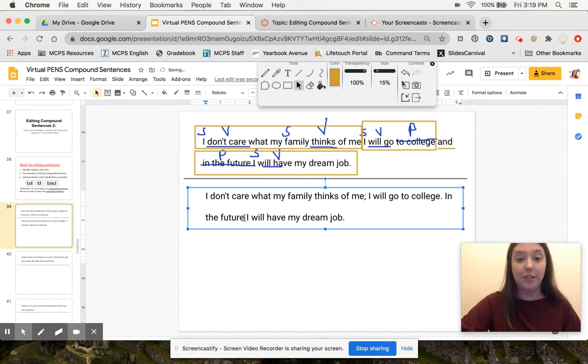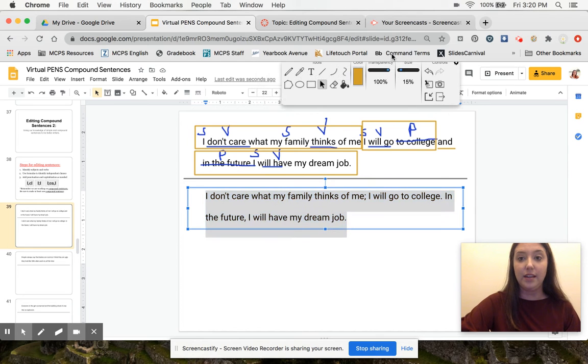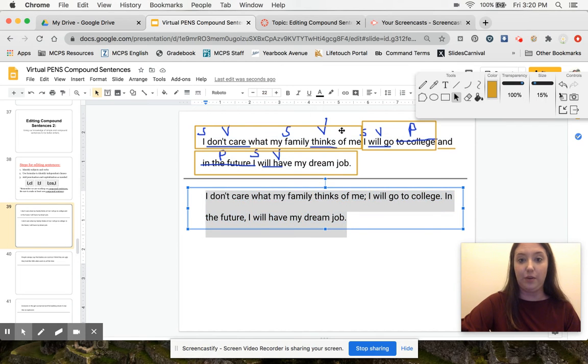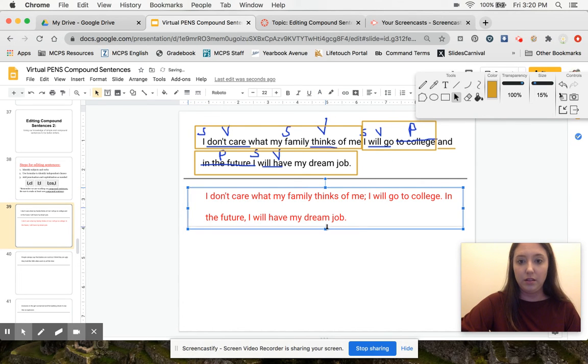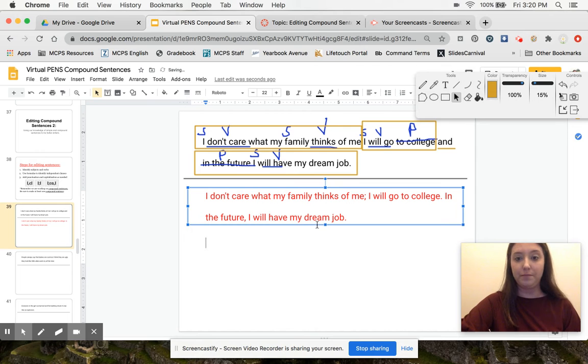In the future, that's a prepositional phrase at the beginning of the sentence. So I'm going to add in that comma. I will have my dream job. And now these two sentences that we've created here are grammatically correct the way that they should be when we're writing for school.